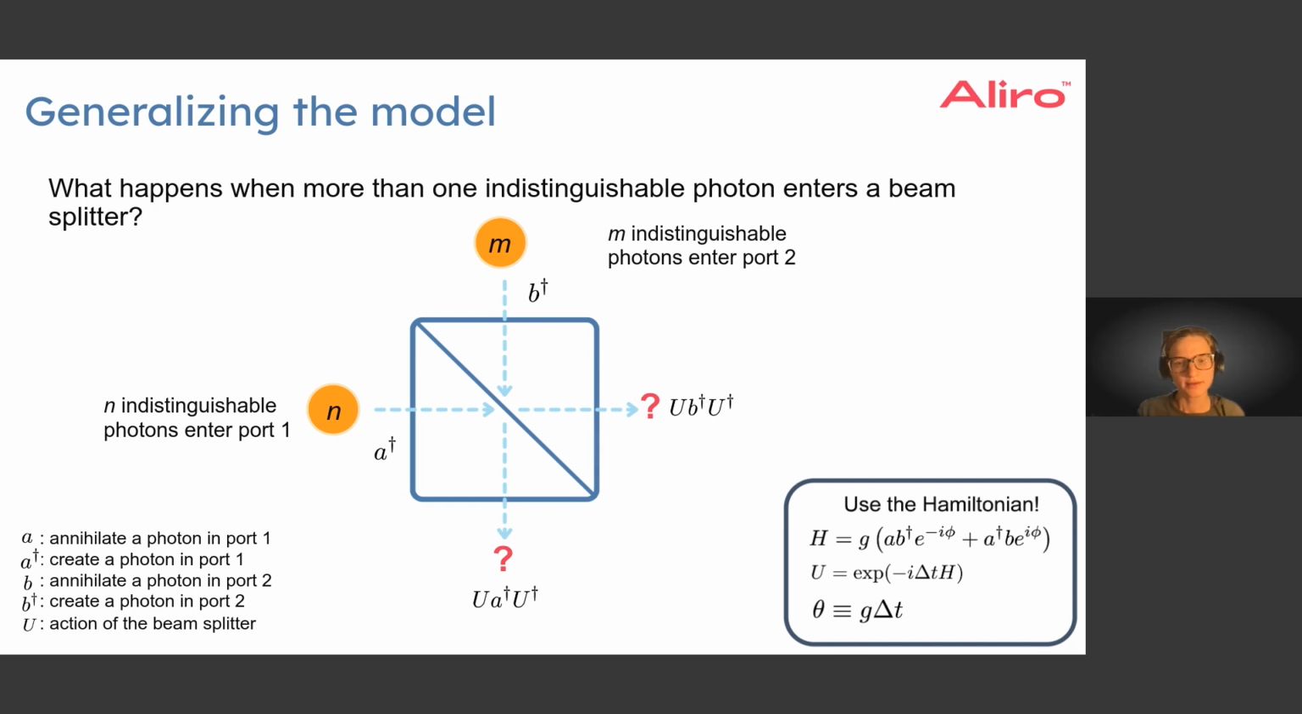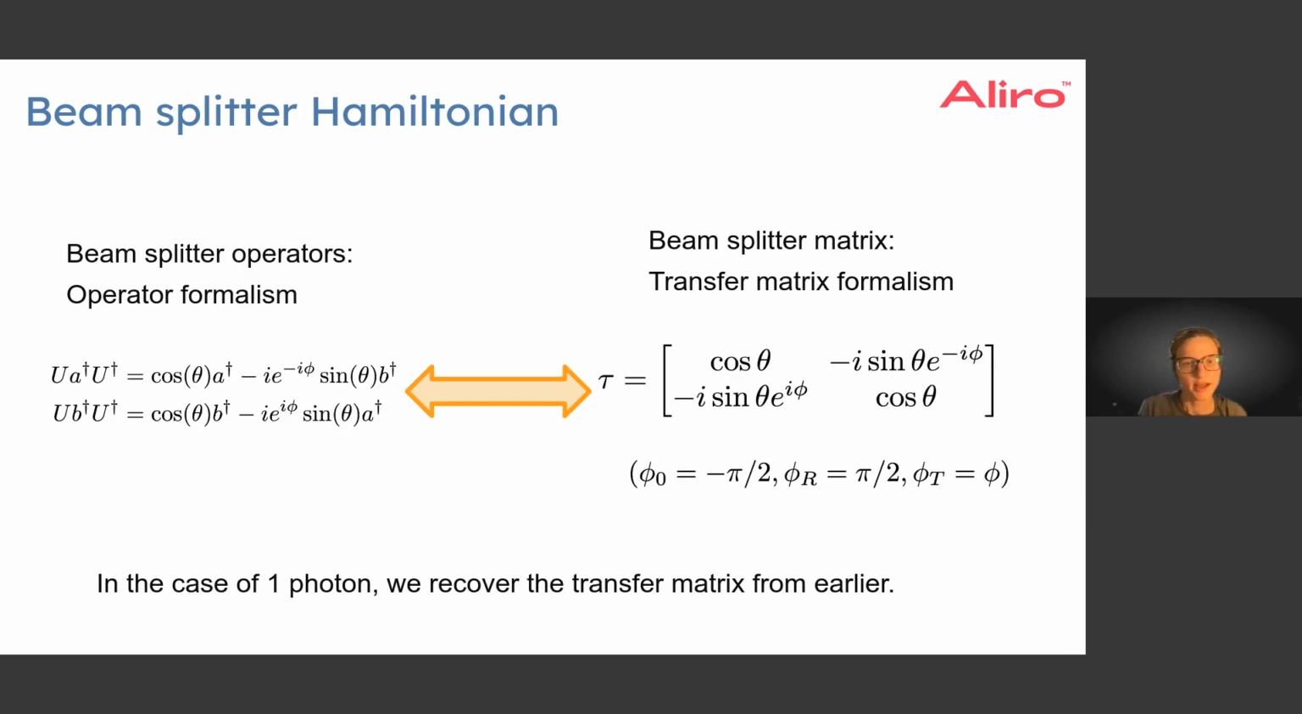And we'll see later that our mixing angle theta is going to equal G times delta T. So if you go through and do all the math and solve for U B dagger U dagger and U A dagger U dagger, it might be useful to use the Baker-Campbell-Hausdorff theorem. But in the end, you can find these expressions for the transformed operators for the output of the beam splitter. And we can actually see that this will match up with our transfer matrix formalism for some special settings of theta, r, and phi 0. But otherwise, this is very, very general.